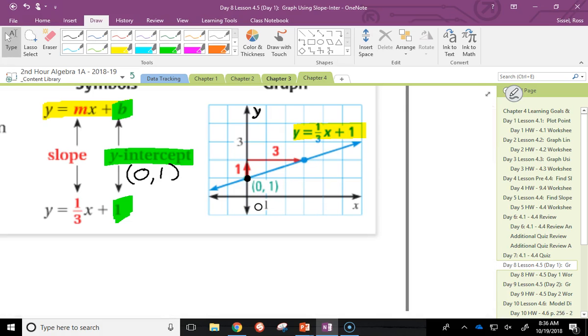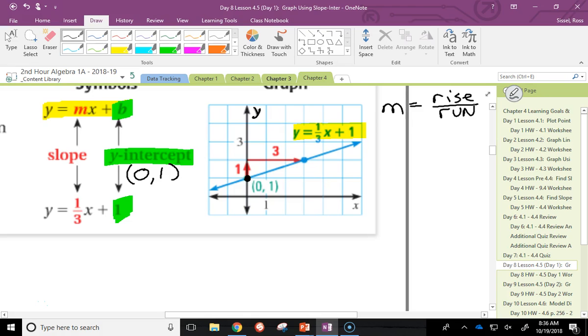Now comes the easiest part. Slope, which we know as m, is rise over run. Which means your numerator is going to tell me if I'm going up or down. And your denominator says, do I go left or right? I rise when it's a positive number. I go down when it's a negative number. I go right when it's positive. I go left when it's negative.